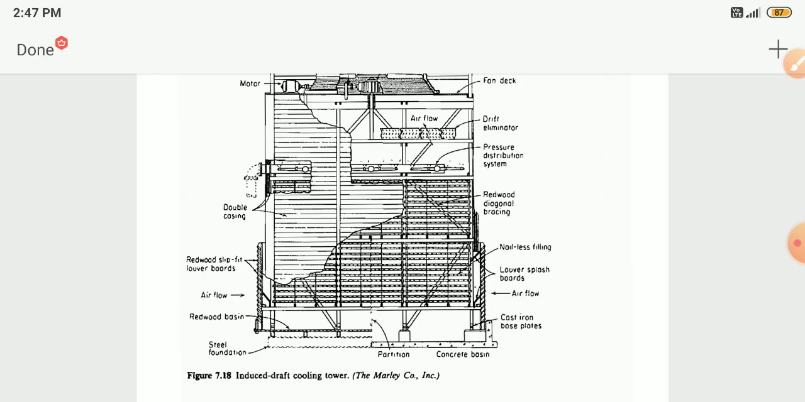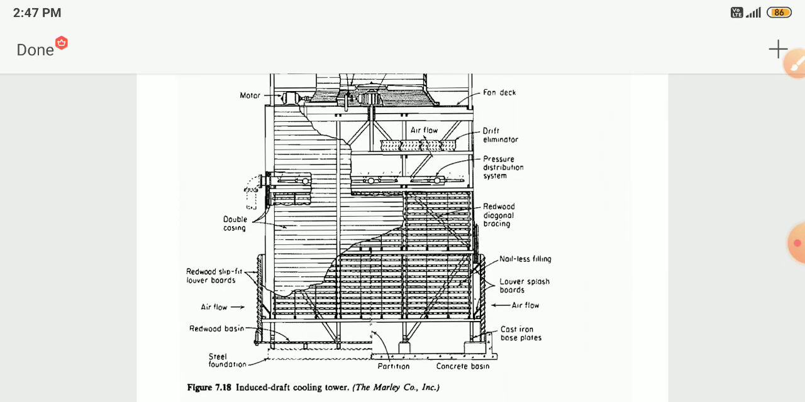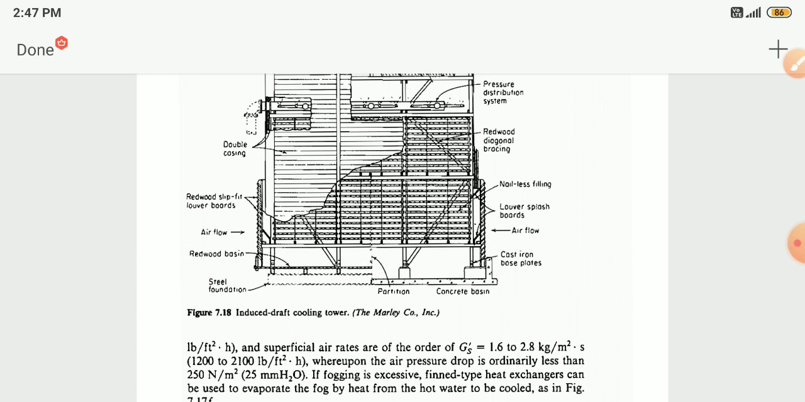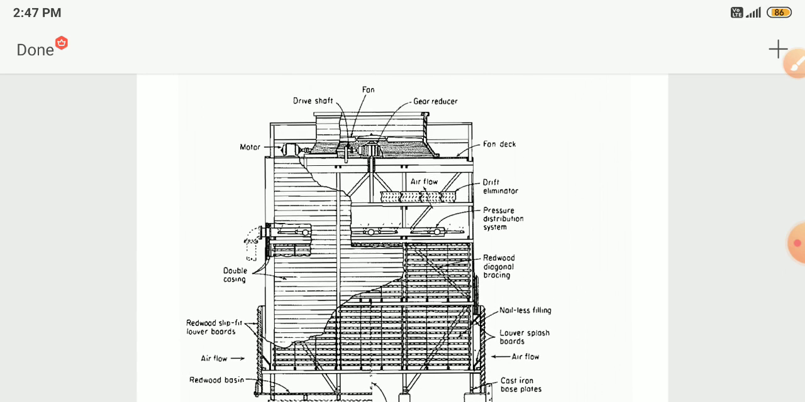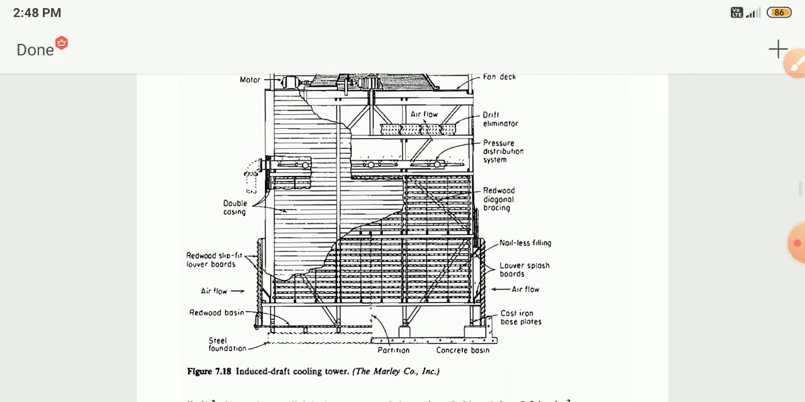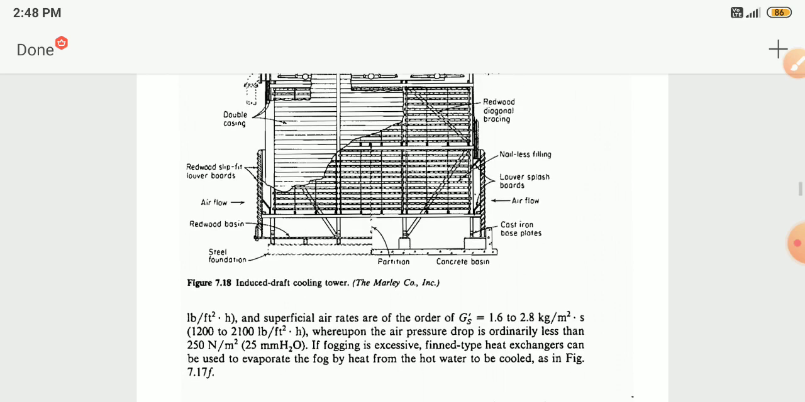Induced draft cooling tower, cross flow: steel foundation, partitions, redwood basins, draft louvers, fan, gear reducer, motor, fan deck, drift eliminator, double casing, redwood diagonal bracing, redwood splash fill. Okay.